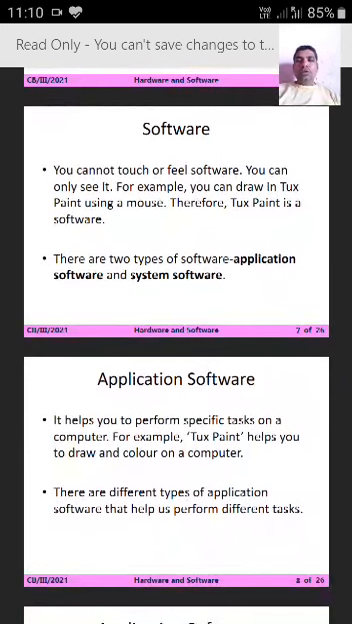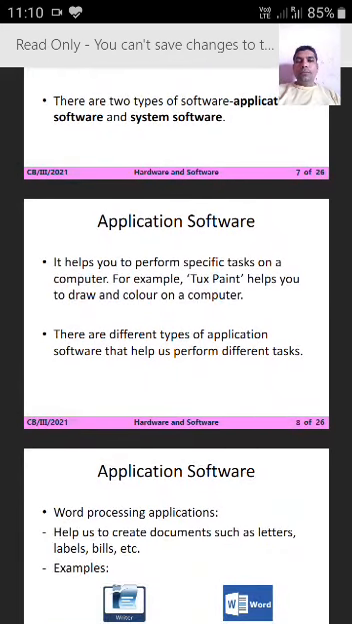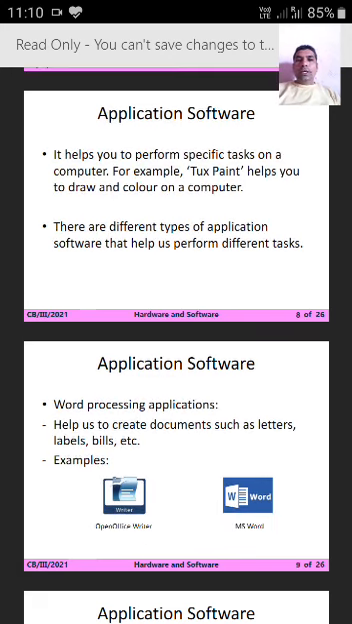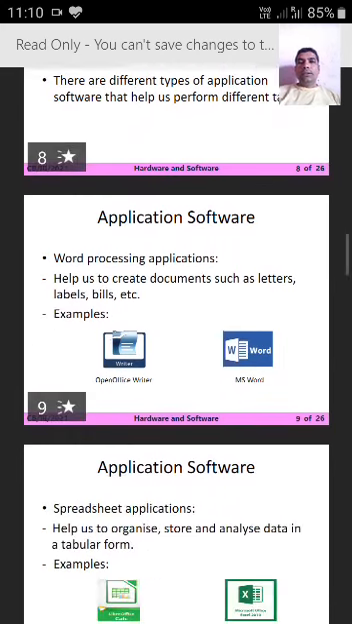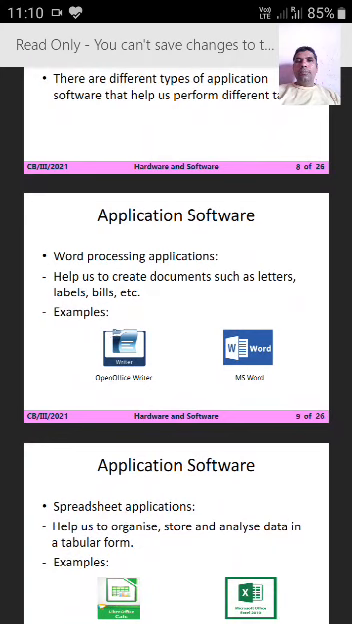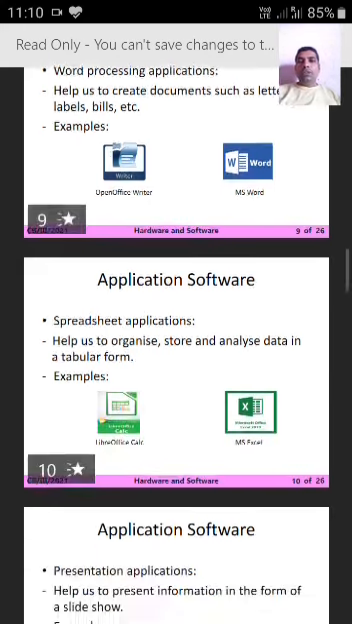Students, there are two types of software. First one is application software. Second one is system software. First one, application software. It helps you to perform specific tasks on a computer. For example, TuxPaint helps you to draw and color on a computer. There are different types of application software that help us perform different tasks. First, word processing application. It helps us to create documents such as letters, labels, bills, etc. For example, OpenOffice Writer, MS Word. These are examples of word processing application.